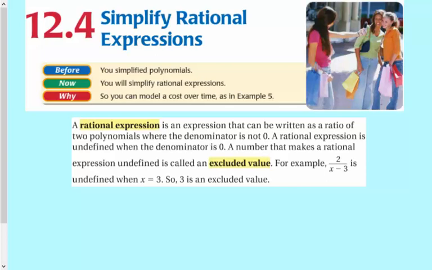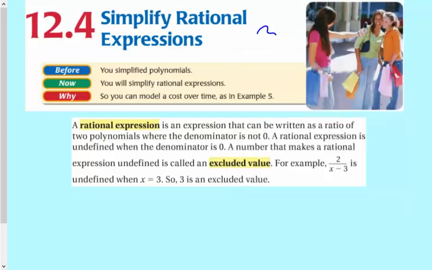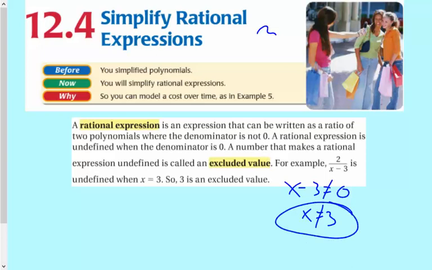The first thing we're going to learn about is what's called an excluded value. An excluded value is what makes the denominator zero, because we cannot have that. So there are values that make the function undefined. In this case, x minus 3 can't be 0, so x cannot equal 3. The excluded value for this function would be 3. Always find excluded values first.